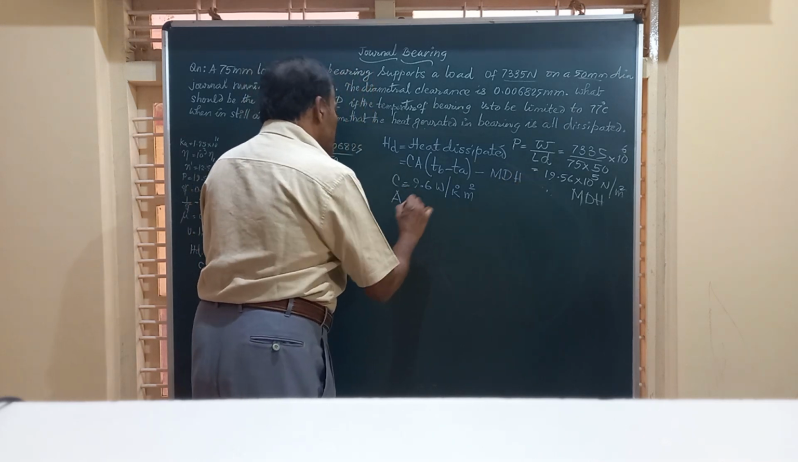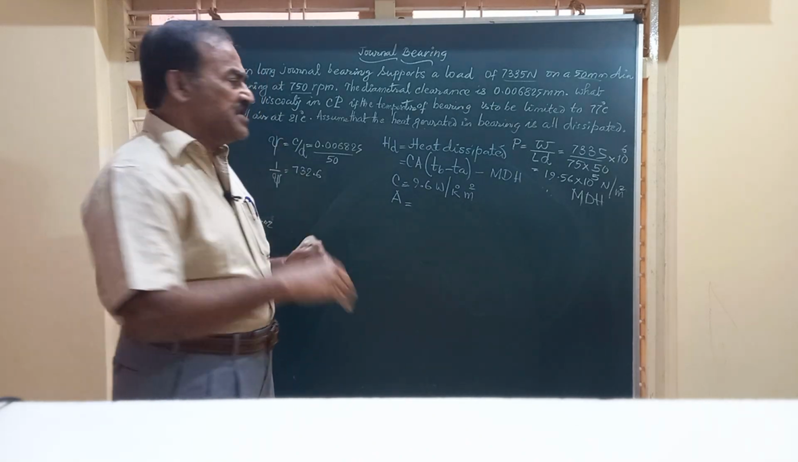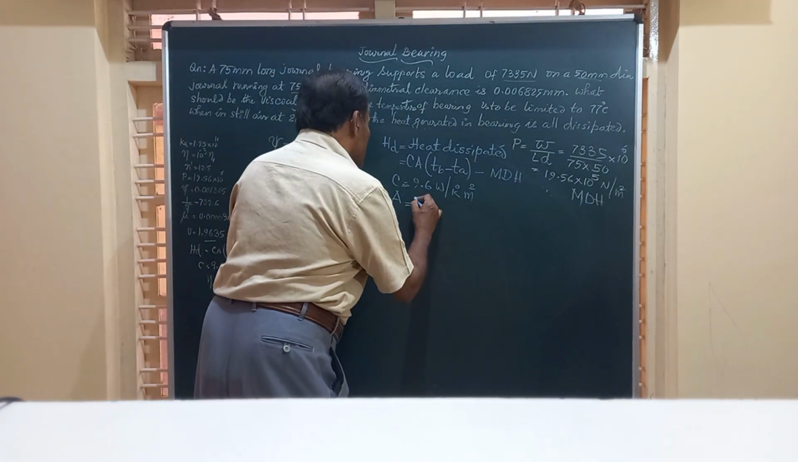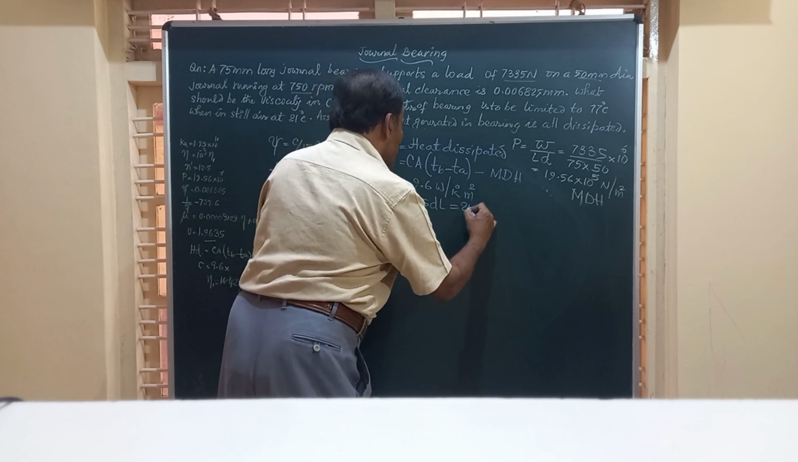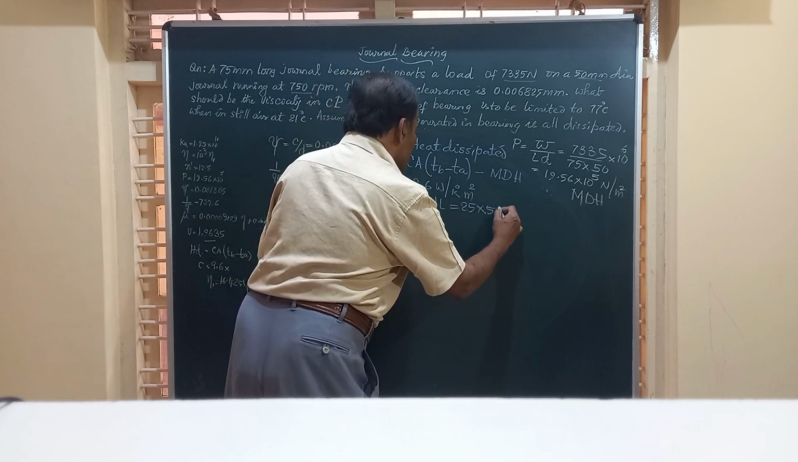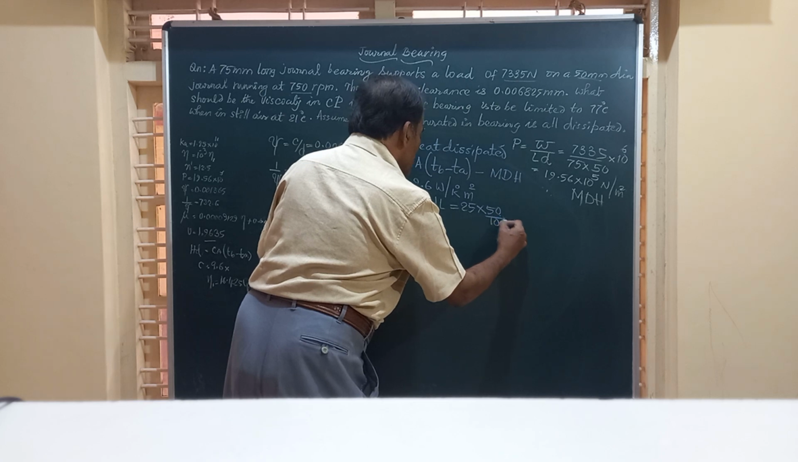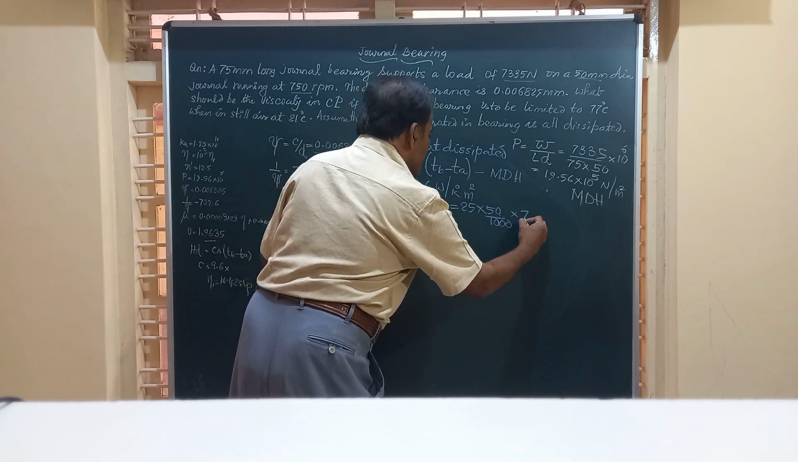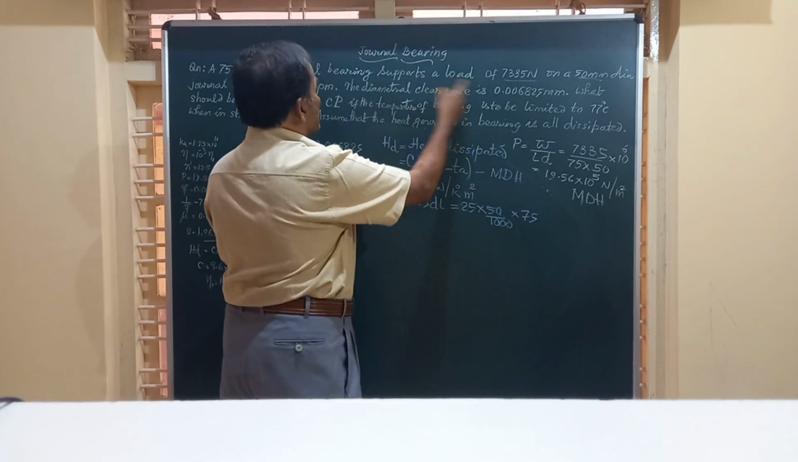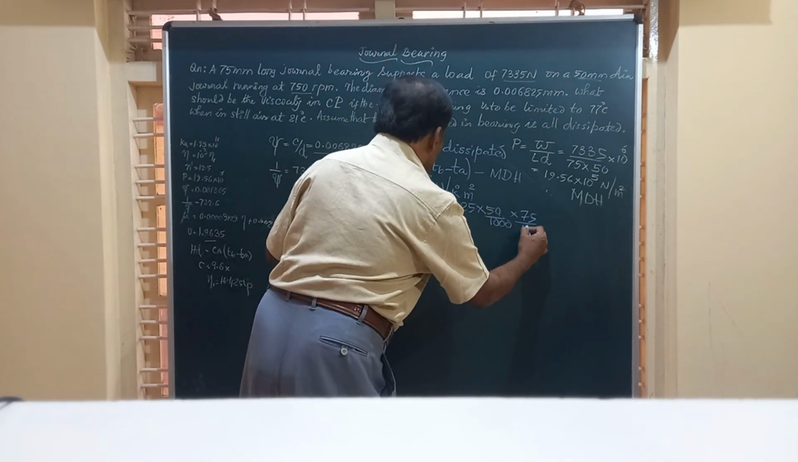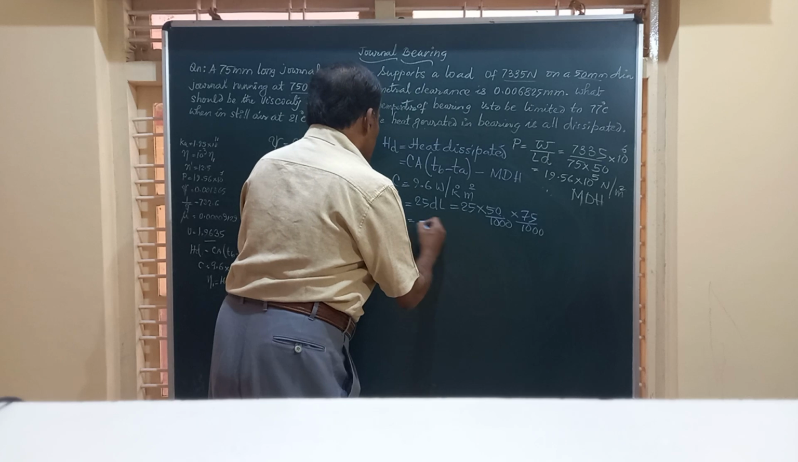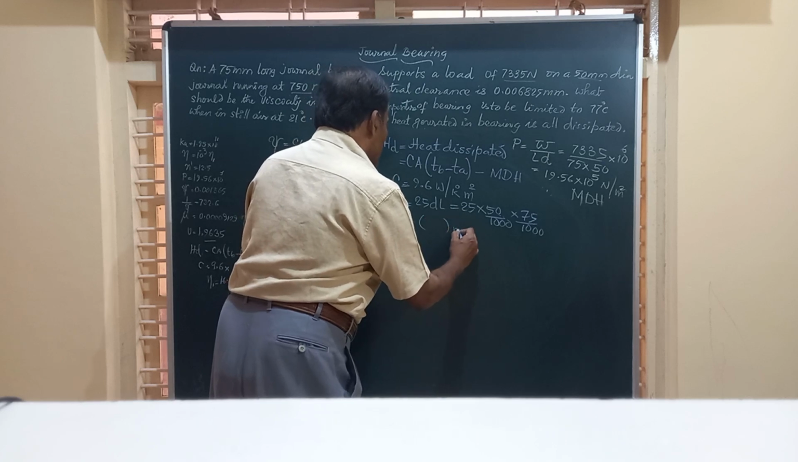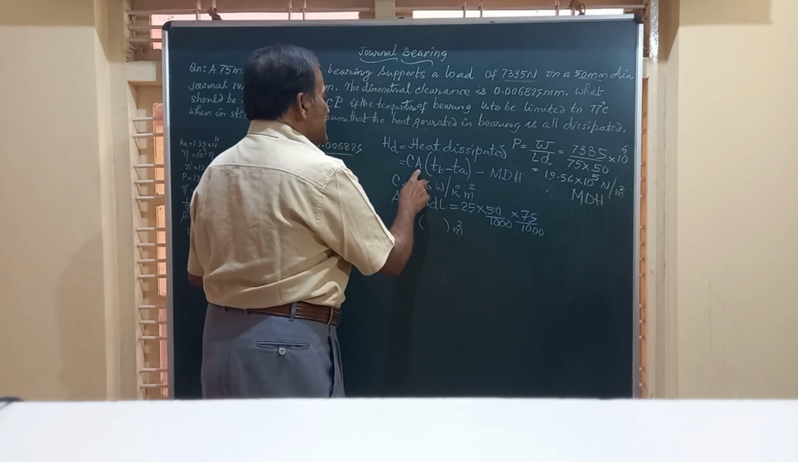Capital A, friends, stands for the area of the bearing, that is pi d l it is taken. So pi times diameter, which is 50 by 1000, and this L is 75, it's given in the question, 75 by 1000. So you will get the area, so many meters square. So we know this area.